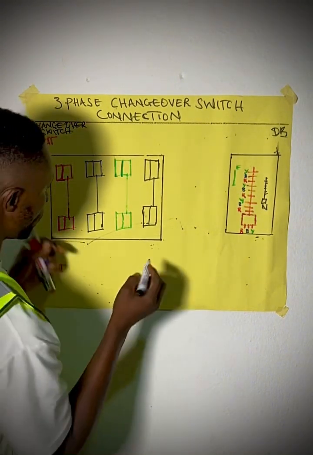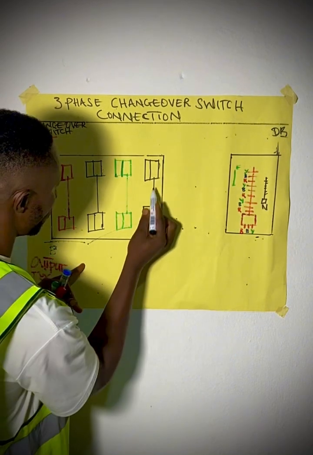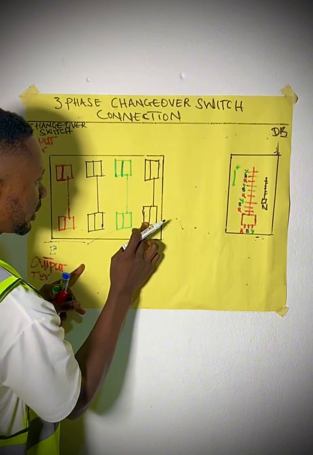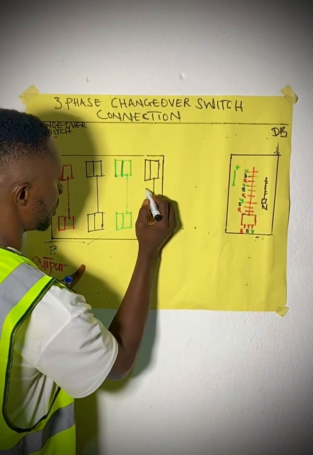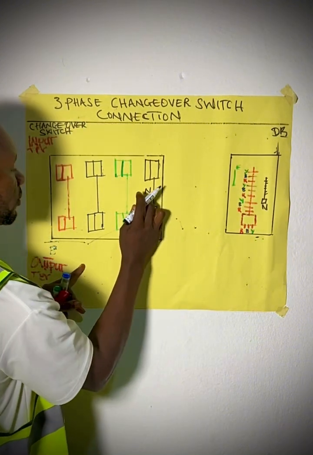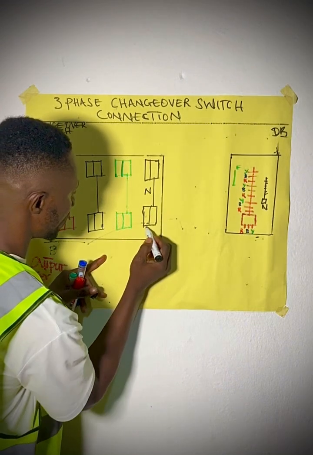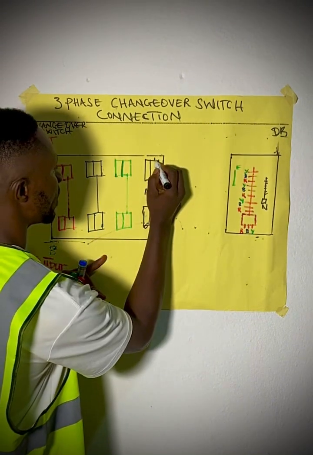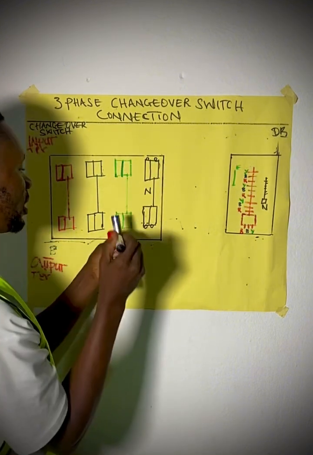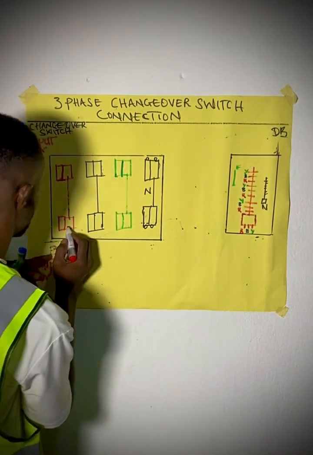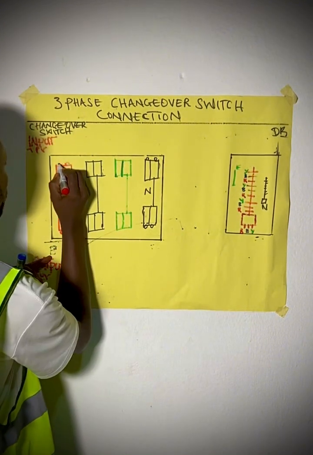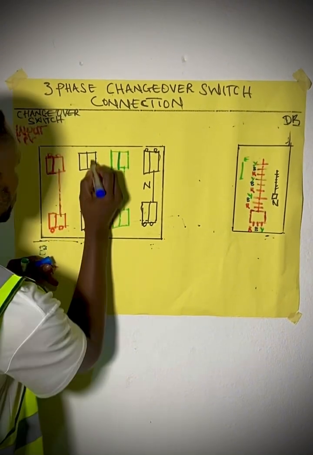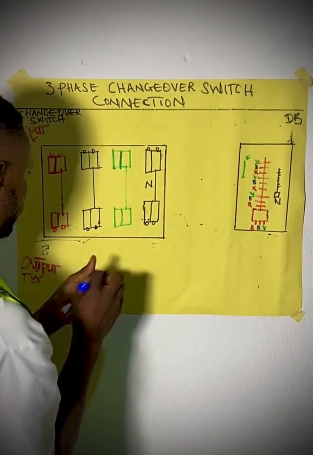First of all, if you watch closely here, this black represents the neutral line. Let's say N is for neutral. There's provision for terminal here, and a second terminal here, and here, and here. There's provision for two terminals in each. Let me circle them.